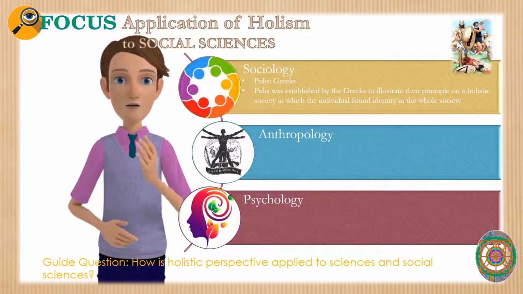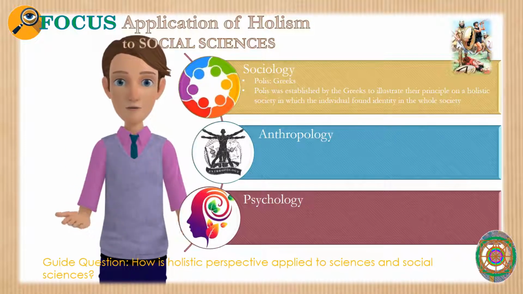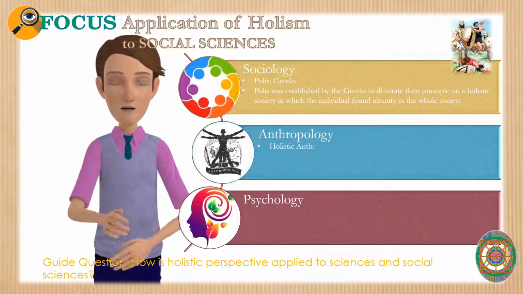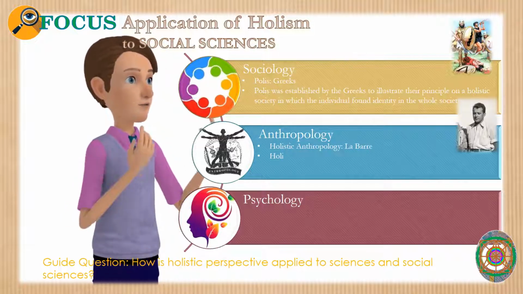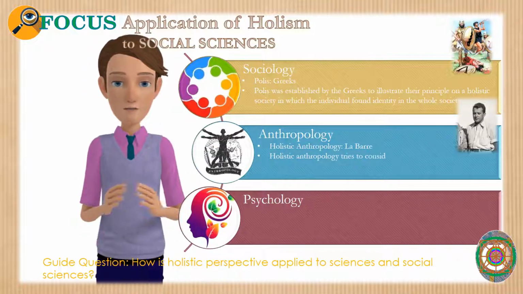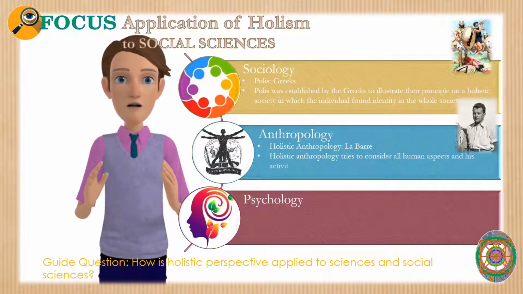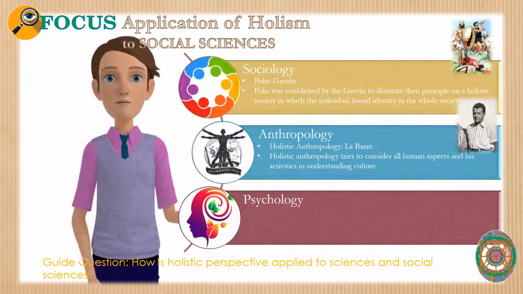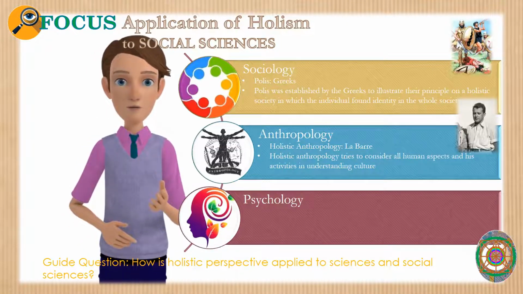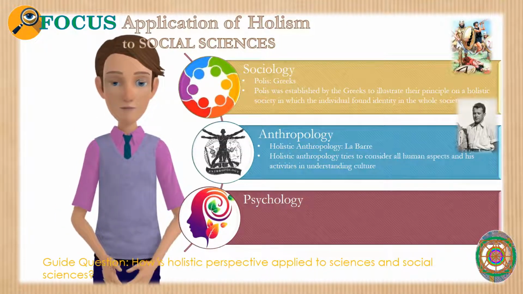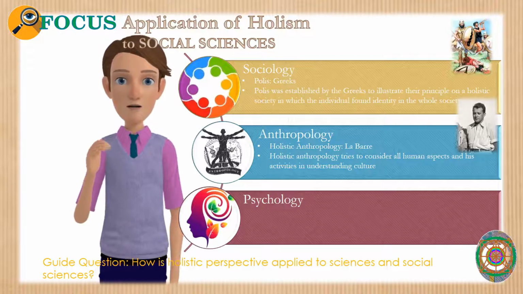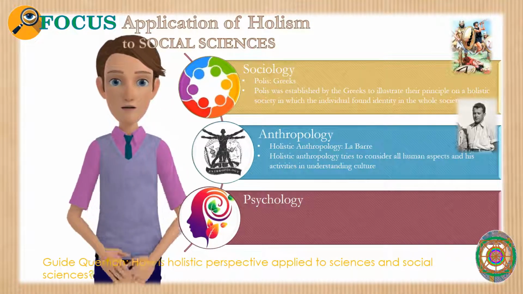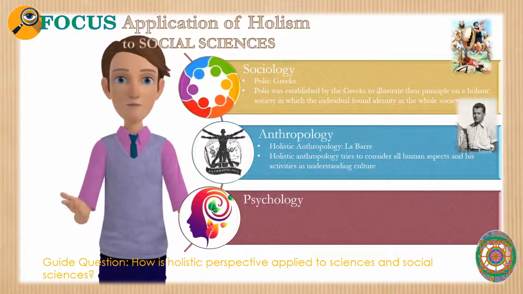Utilization of holism in anthropology is illustrated in holistic anthropology. Holistic anthropology tries to consider all human aspects and activities in understanding culture. This means that holism understands aspects of societies across space and time and the entirety of a system as a whole. Thus, an anthropologist looks at the context of society as a whole when analyzing any specific feature.